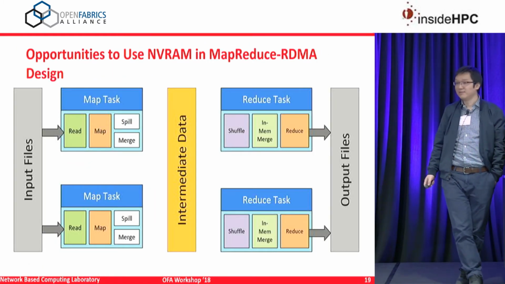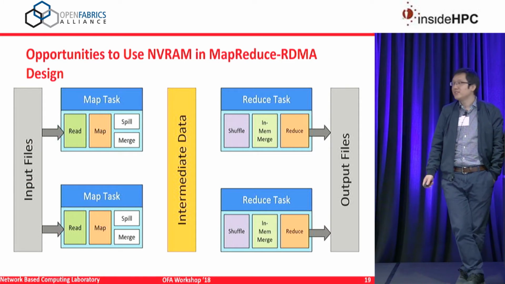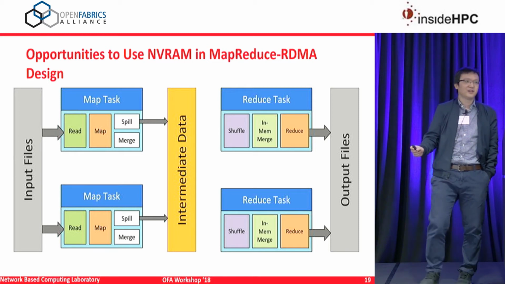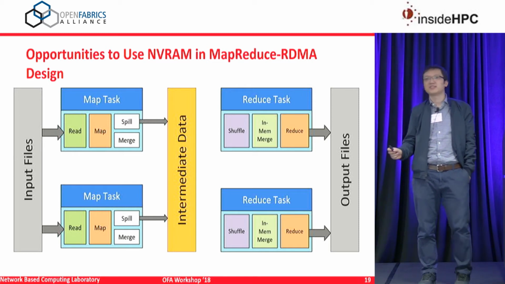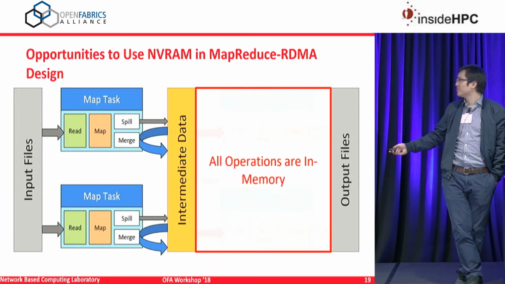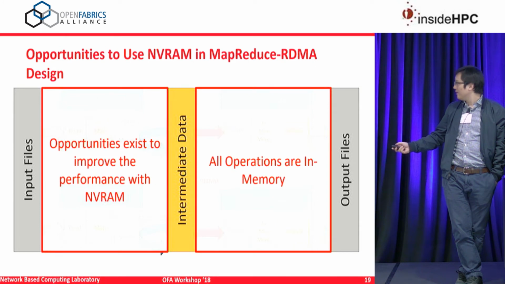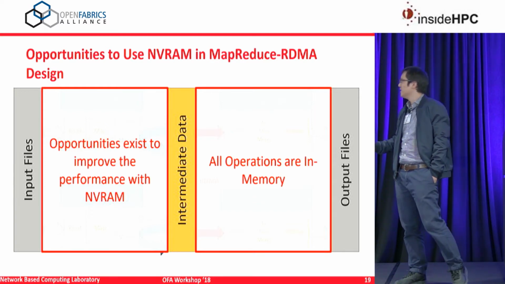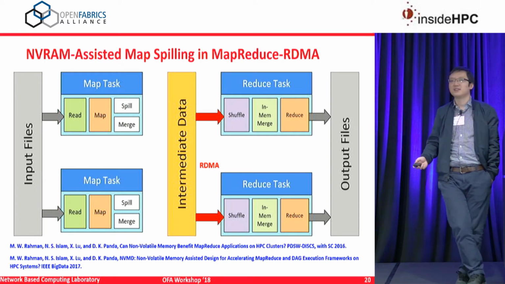Let me show you some examples. In default MapReduce, once the map phase is done, you have to flush your data to the intermediate data directory. Typically, this can be SSD or local disk. Now, this is the default, where you still go through RDMA, okay? All the operations will be in memory, but on the map side, they still have a lot of I/O operations on the disk. So the question is, can we do better with NVRAM?